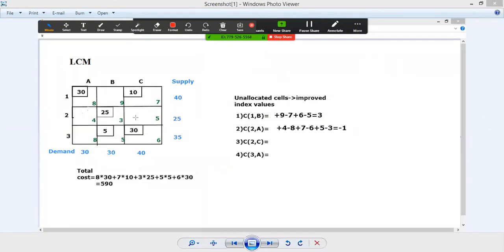And the next unoccupied cell is this one. Again, we have to compute an improved index value for this particular cell. So for that, we have to form a loop. From this particular cell, reach towards this cell, again come towards an allocated cell, and again go back to the same original empty cell. So start assigning the plus and minus symbols alternatively to all the corners of the loop.